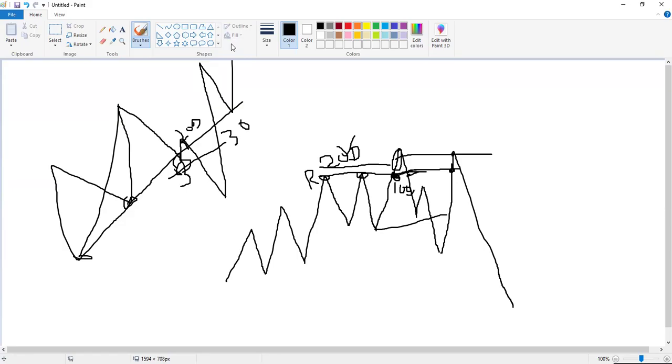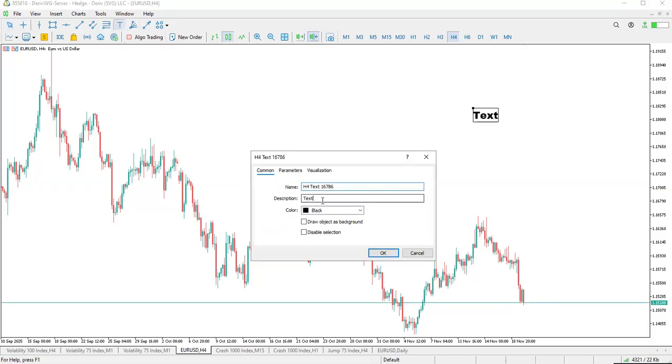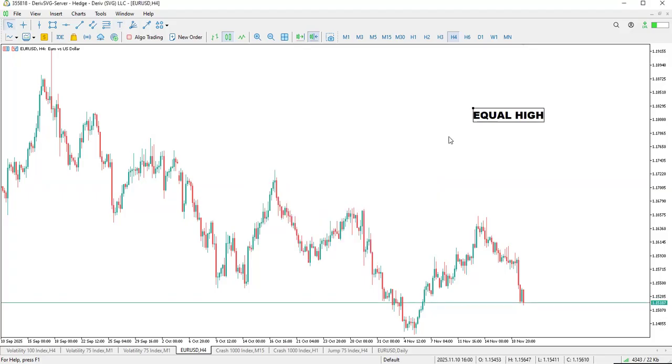Let me show you what you need to trade the buy side liquidity. Now, what are the things you need to trade this buy side liquidity? First of all, you need equal highs. You have to define your equal highs. That's the first thing that you need.